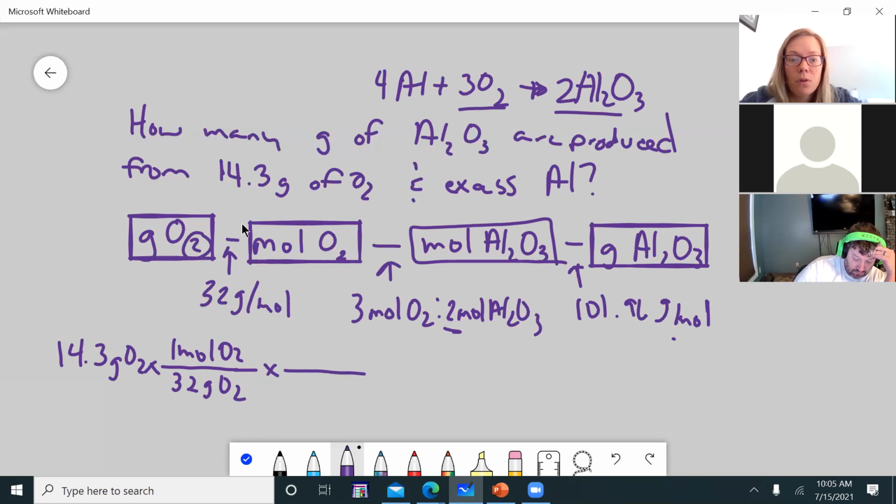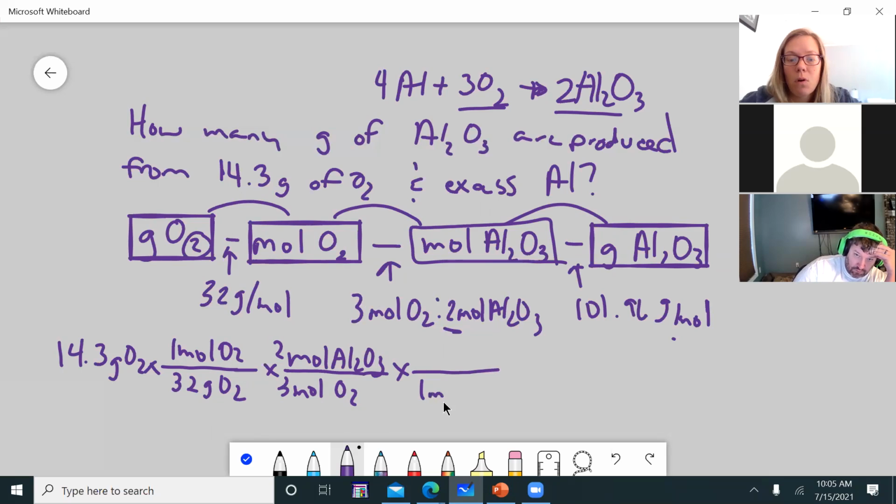Then from there, I want to go from moles. So we did this first hop. I want to go to the second hop where we go to moles of the product, moles of Al2O3, which gets a coefficient of 2 for every 3 moles of O2. All right, and then the last step, moles of the product into grams of the product. So 1 mole of Al2O3 produces 101.96 grams of Al2O3.